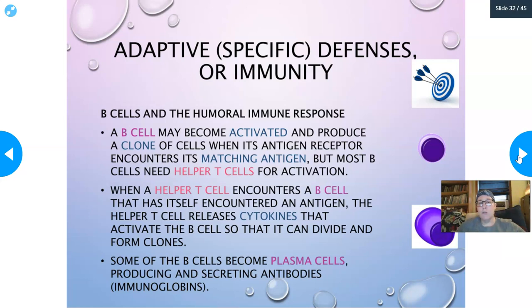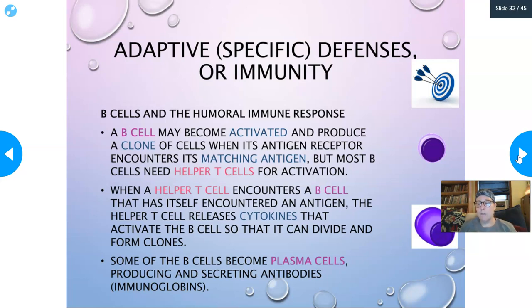But most of your B cells will need your helper T cells to be activated. When a helper T cell encounters a B cell that has itself encountered an antigen, the helper T cell releases cytokines that can activate that B cell so it can divide and form clones. So the helper T cell is kind of a general coordinating the armies. It coordinates the cytotoxic T cells, it talks to the macrophages, it activates the B cells. It's a very key player in this whole system.